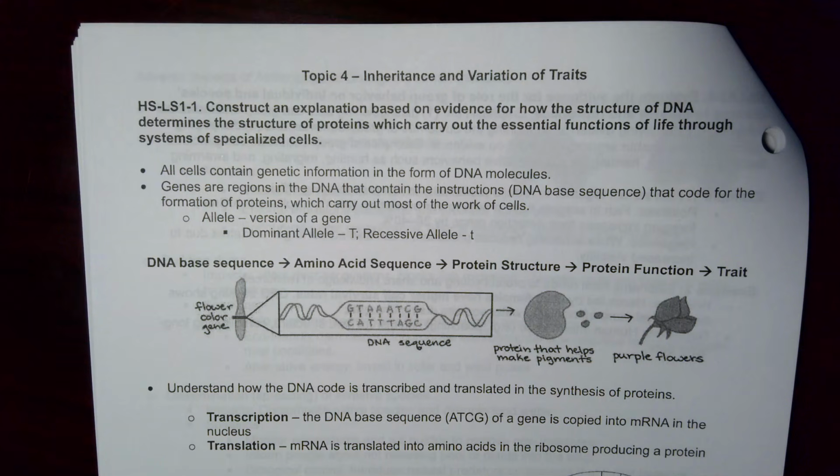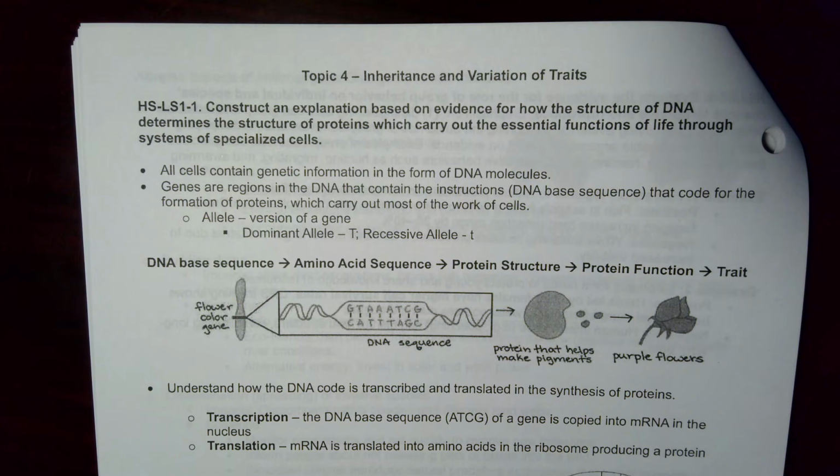Looking here, we have topic 4, inheritance and variation of traits. For each section, I've listed the standard. When you're looking at the standard, you want to understand how that's going to apply to the questions that are asked. Most of the questions are going to have either data, a passage, or a model that you need to evaluate. I have tried to take the models off of some of the recent exams, so therefore you are more familiar with them in order to see what the expectations are.